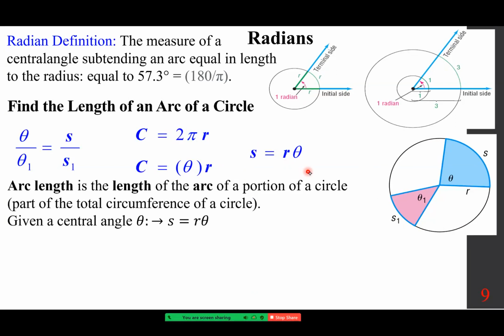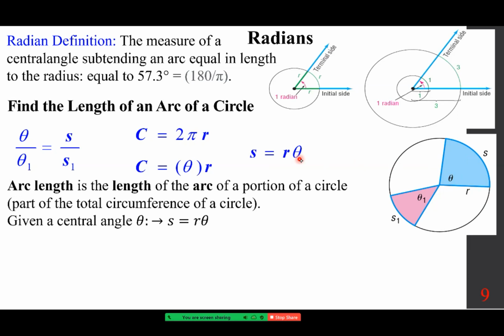So a quick recap. What is the circumference of any circle? C equals 2 pi r. What is 2 pi? The measure of a complete revolution, theta. Therefore, S equals r theta. For any arc, the arc length is the product of the radius and the angle in radians.